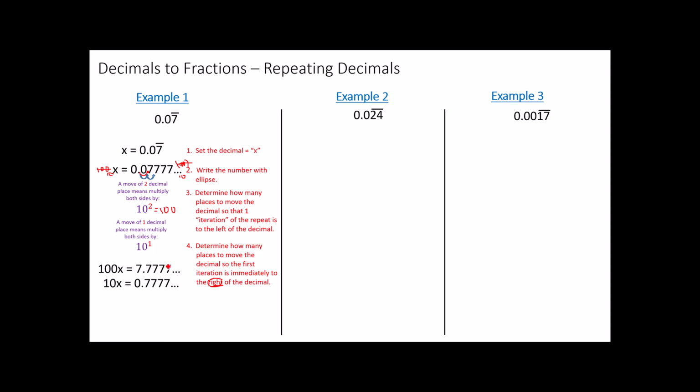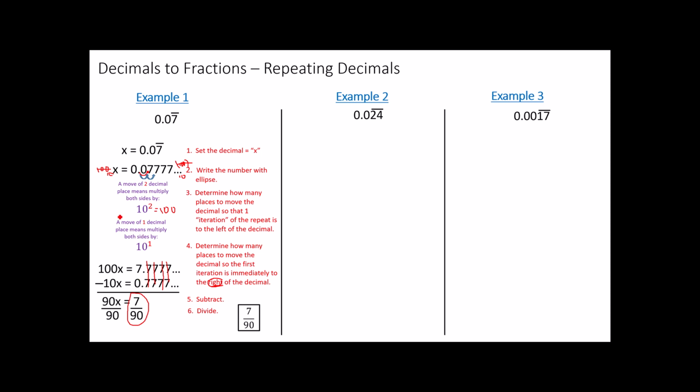Notice that once again, this is all lined up really nicely for me to subtract. 7 minus 7 is 0, 7 minus 7 is 0, 7 minus 7 is 0, 7 minus 7 is 0. Notice that I get 90x equals 7. And just like before, I'm going to divide. The answer here is 7/90ths. I think that's kind of cool.